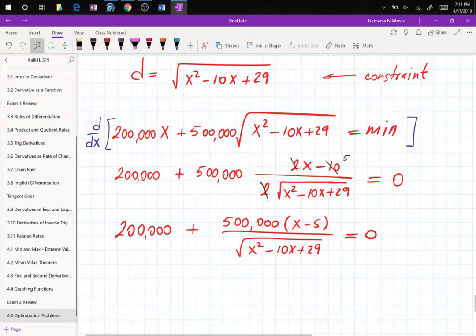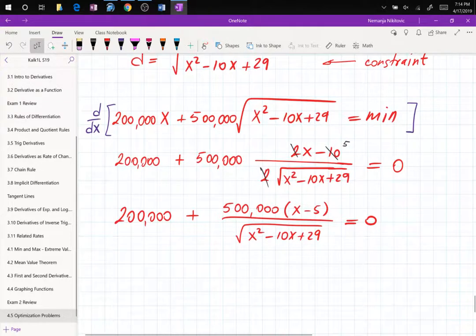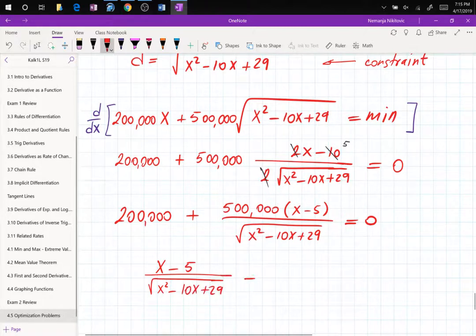So now I move 200,000 to the other side, divide by 500,000, right? So I have x minus 5 divided by the square root of x squared minus 10x plus 29 equal to negative 2/5. Because all the zeros will cancel. When you move 200,000 on the other side, it becomes negative. When you divide by 500,000, all the zeros drop. You're just left with negative 2/5.